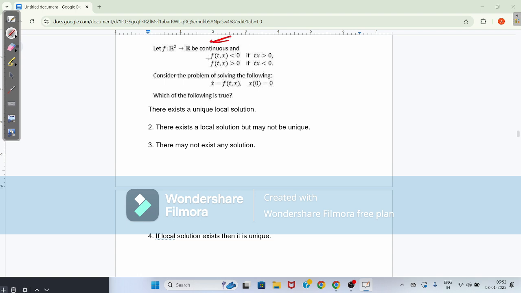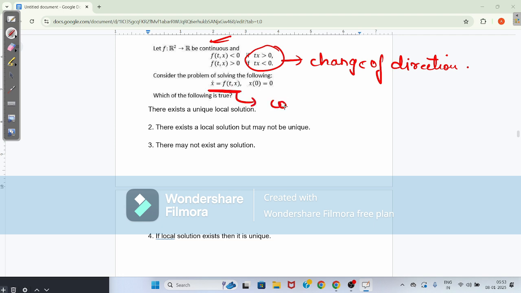This is the continuous function which has been given, and this value implies that there is a change of sign, sorry, a change of direction here. The value changes direction here. So this value implies that it is continuous and has a local solution. Now this is the condition for boundedness, so it has a unique local solution.